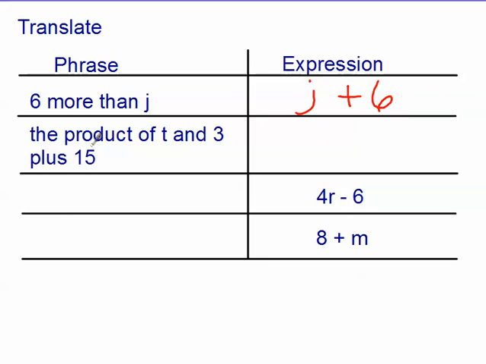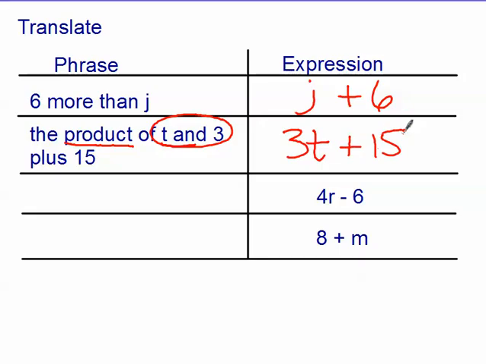The product of, well, product means that we're multiplying, and it means we're going to take the next two things and multiply them together, because we're going to put the multiply sign where the "and" is. But in multiply, we need to remember that this number, the coefficient, will always go first. So this should be 3t, and then it says plus 15, so plus 15.